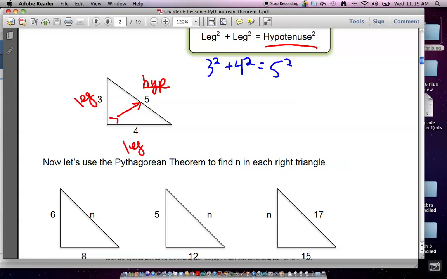What's 3 squared, everybody? Don't say 6. 9, right? To square something means multiply it by itself. So 3 times 3 is 9. Plus 4 squared is what? 16 equals 5 squared is 25. What is 9 plus 16? 25. So see, it works. 25 equals 25. Now this Pythagorean theorem thing we're working on, this is so important.